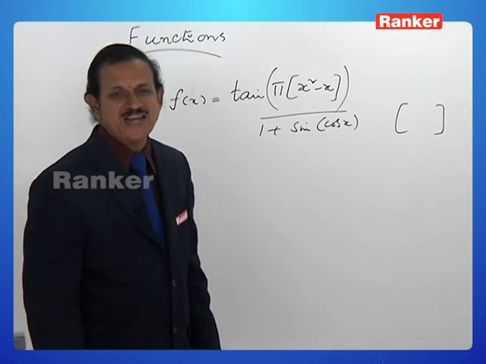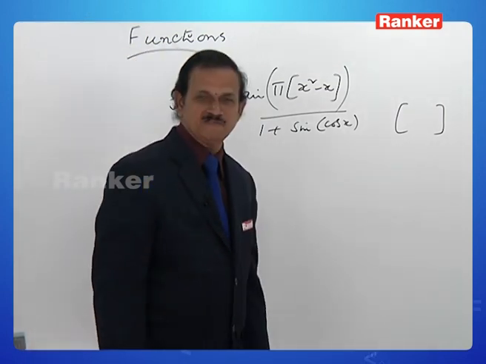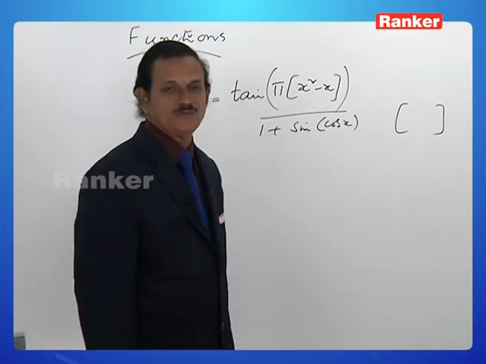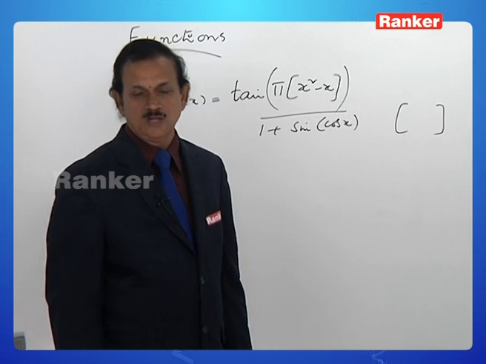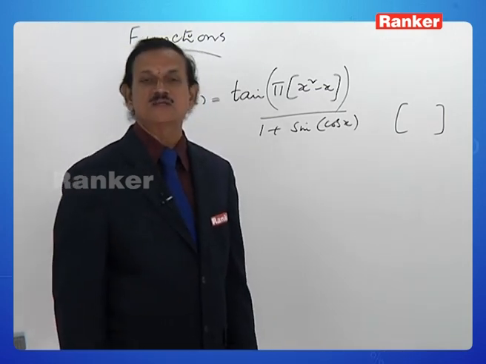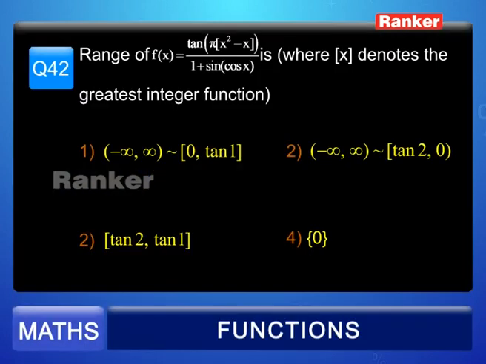What is tan n pi? It is 0. So, whatever you take the value of x, numerator is 0 and denominator is non-zero, hence it is 0. It is a constant function. The range contains the singleton 0 only. Therefore, what is the right option? The fourth option is the right option for this function.